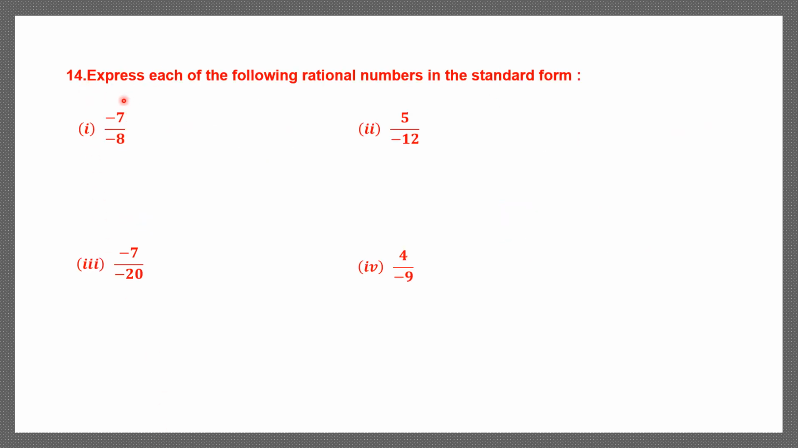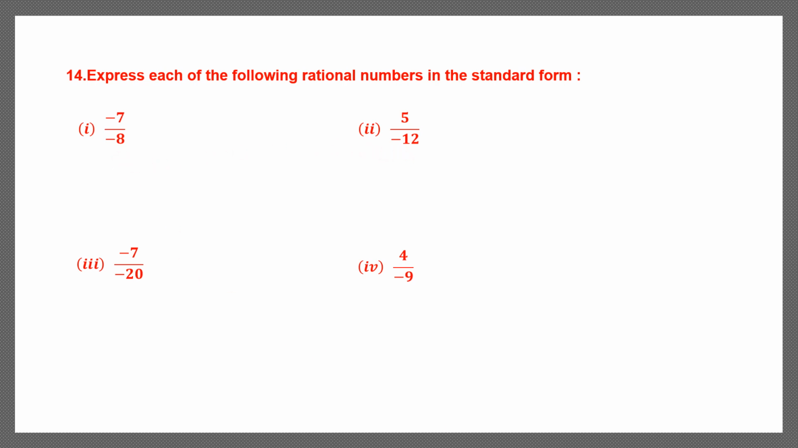Question 14. Express each of the following rational numbers in the standard form. Now you can see rational numbers here, isn't it? Now when do we say that it is in the standard form? We can say that it is in the standard form when the denominator is positive. The denominator should be positive. In all, the denominator should be positive and the rational number should be in the lowest term. Okay, so let's begin. It's simple, very easy.